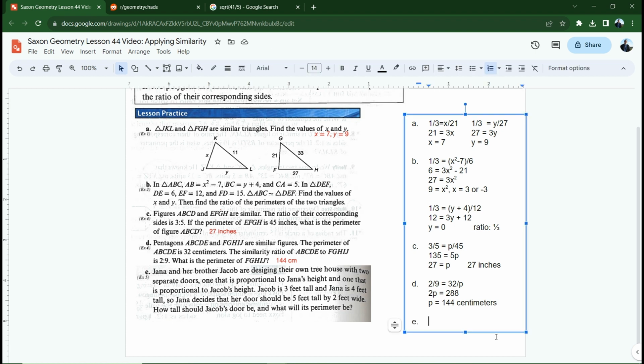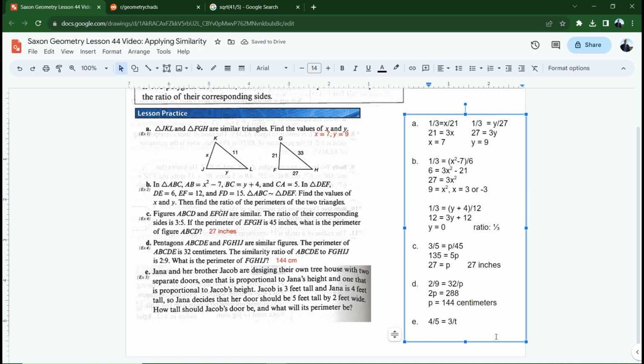Okay, so we're going to depart a little bit from what we've been doing in this chapter as we figure this out. We know that Jaina's height is 4 feet, and her door is 5 feet. Now, notice I'm not using two sides of Jaina's door. I'm using her height to the height of her door. I'm going to do the same thing with Jacob. Jacob is 3 feet tall, and his door is going to be some other number of feet tall. Let's say T is the height of his door. Let's use that proportion to figure out how tall his door is going to be.